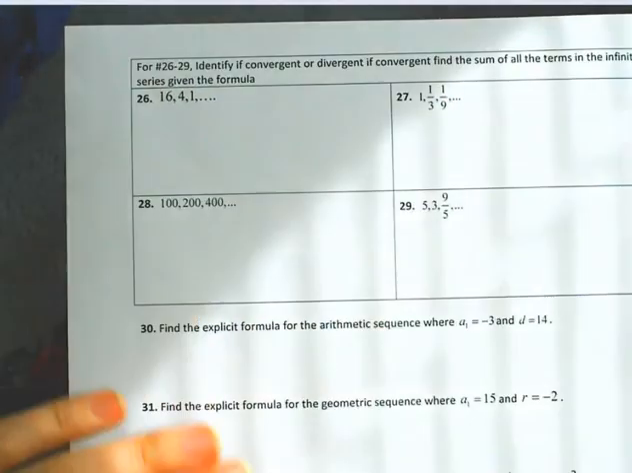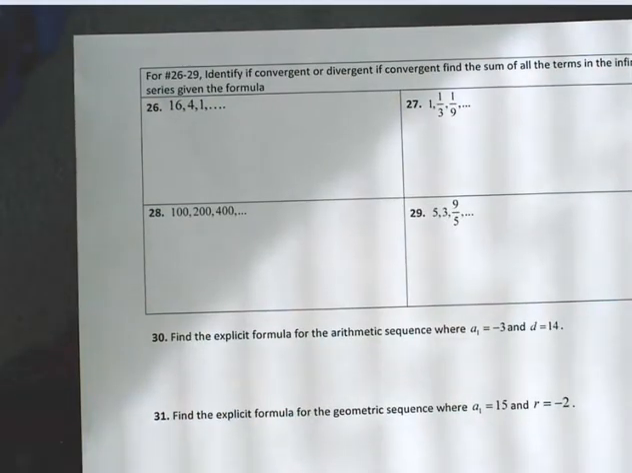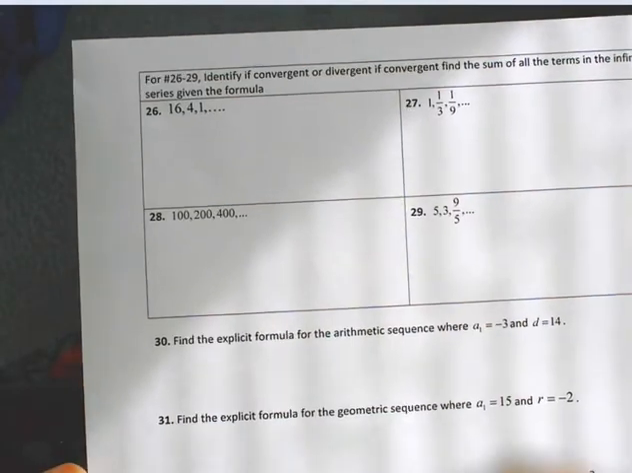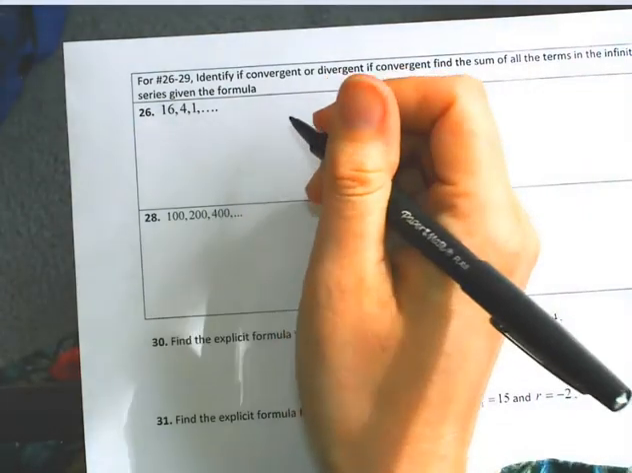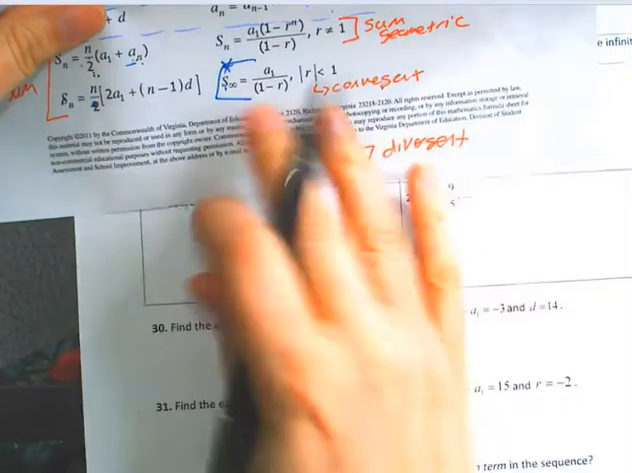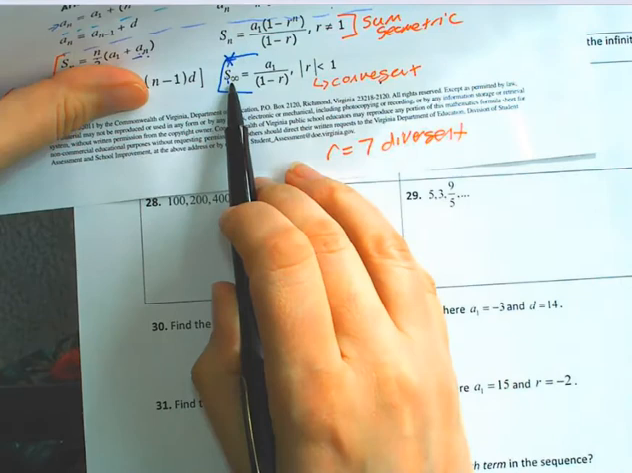All right, last page. It says identify if convergent or divergent. If convergent, find the sum of all the terms in the infinite series given the formula. Okay, given the formula, they didn't give it to us, but we just talked about this. We know that this is the sum of the infinite geometric series.